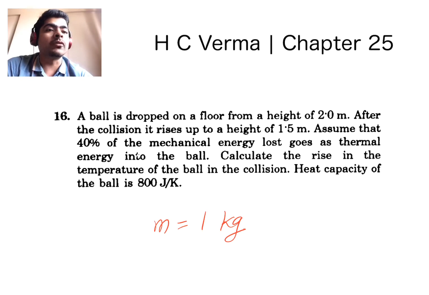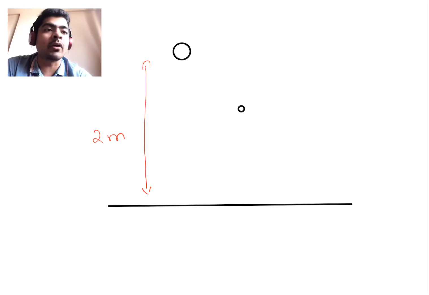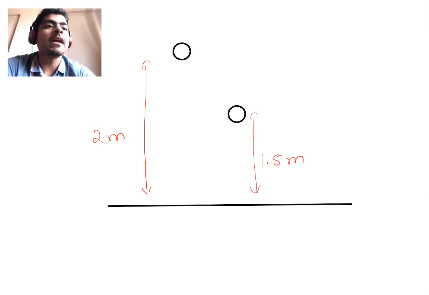Okay. Now, so let's say this is your ground and this is the initial position of the ball. So the initial position of the ball is given to be 2 meter. And after bouncing with the ground, the ball rises up to a height lesser than the original, and the new height is given to be how much? 1.5 meter.